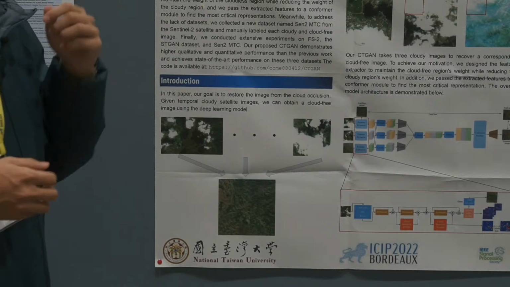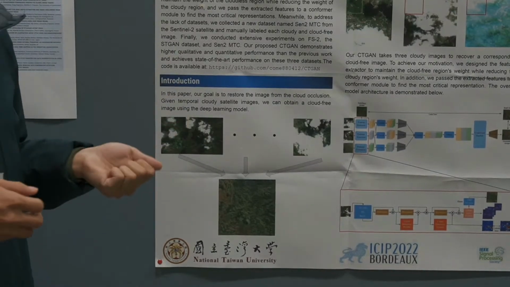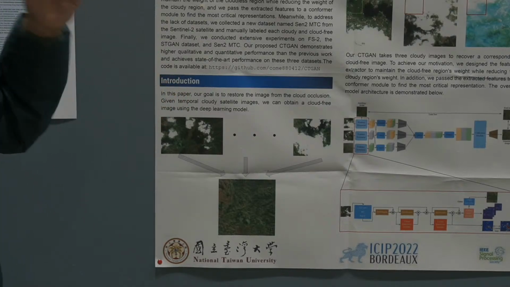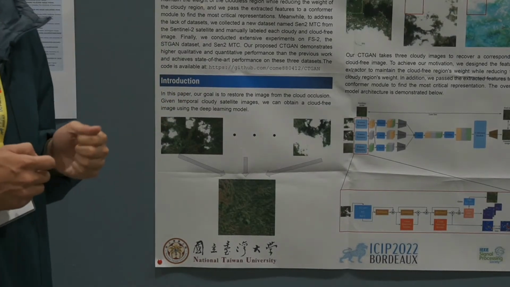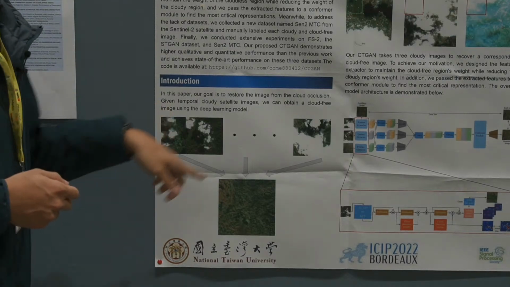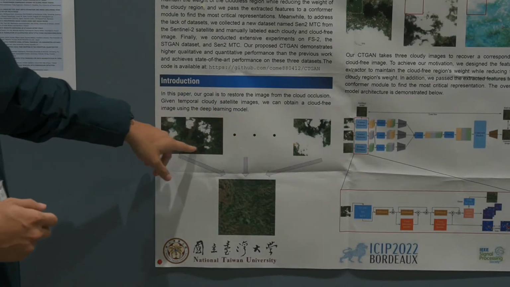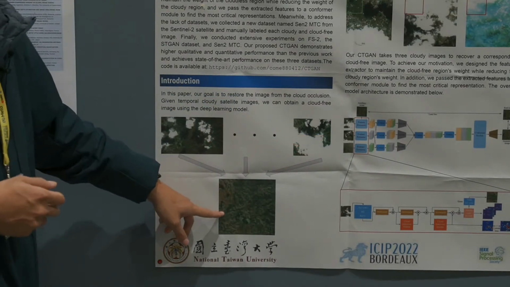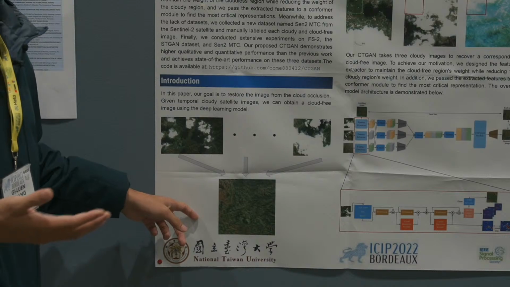In this work, we collected satellite imagery with and without cloud occlusion from the Sentinel-2 satellites, which are from Europe. An example is shown here. The top row shows the cloudy imagery, and the bottom row shows the corresponding cloud-free imagery.